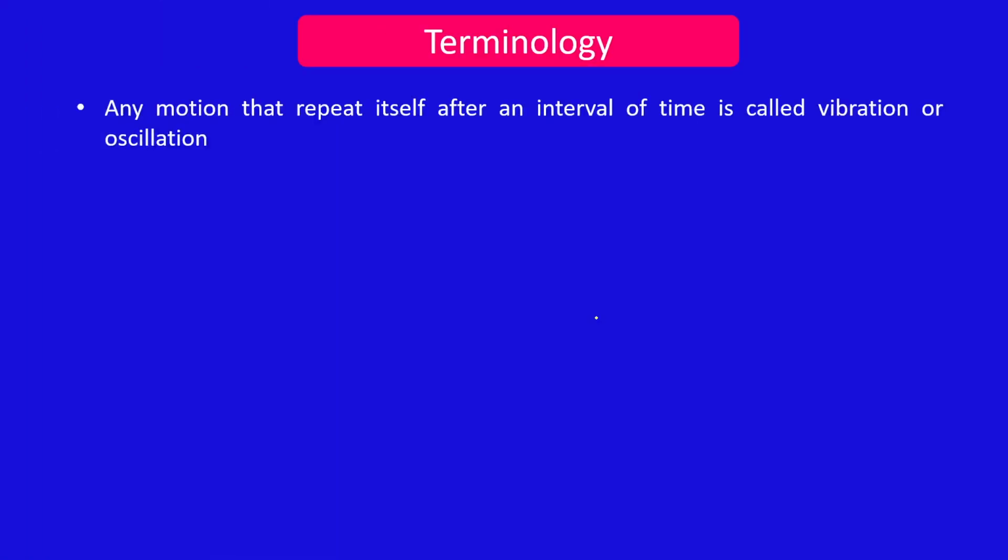So first thing, what is vibration? Any motion that repeats itself after an interval of time is called oscillation or vibration. You take a waveform like this. Any motion which repeats itself after an interval of time. After this point, it will again repeat the same motion. Then it is called vibration.